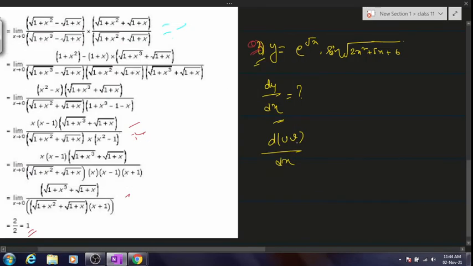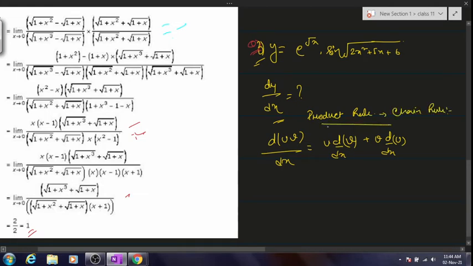The derivative of a product, by the product rule, is u d/dx of v plus v d/dx of u. Here not only will you have to apply the product rule, but also the chain rule. This is a merger of these two types. So I would expect you all to give it a shot.